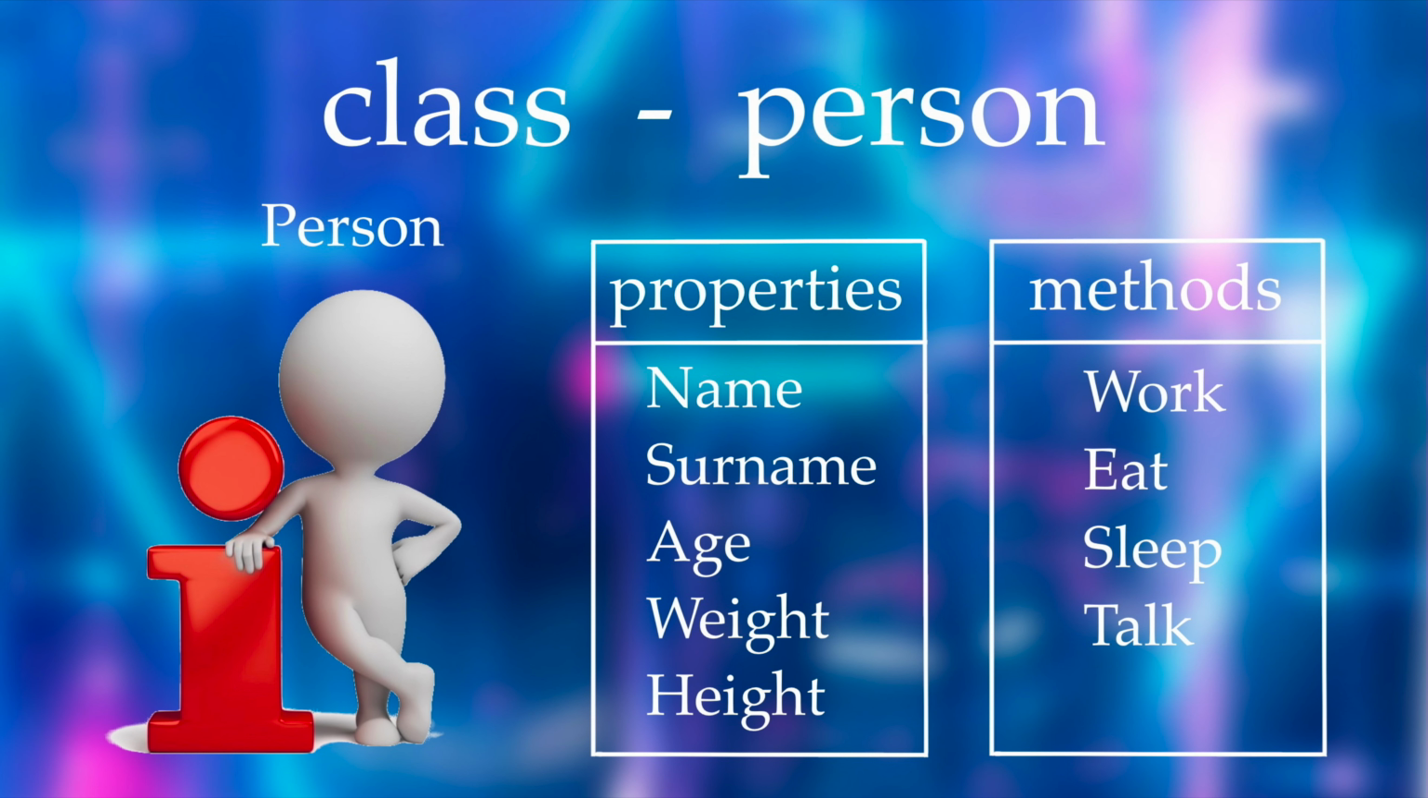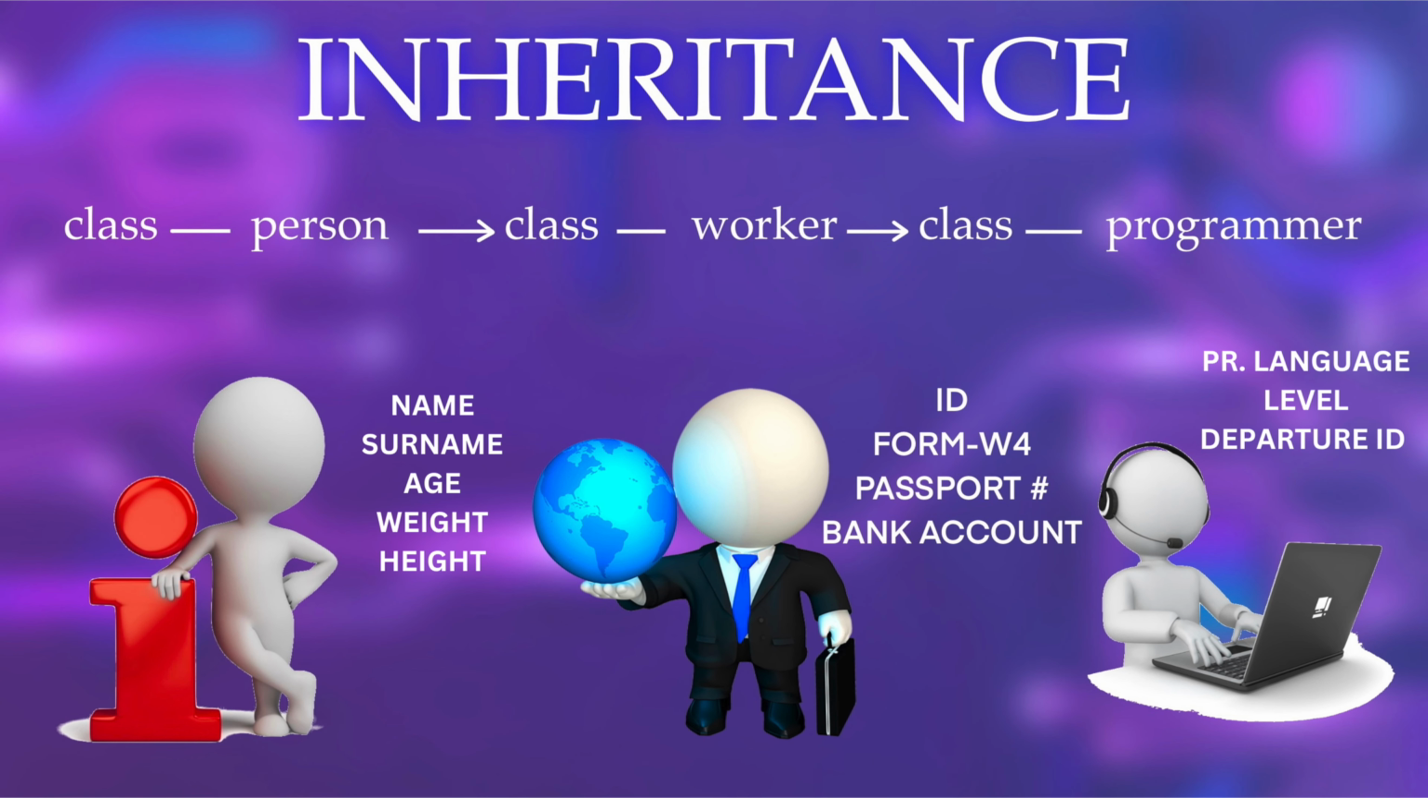We have a class person, which has a name, surname, and age. At this stage, we don't need any other data. We also have a class worker. It also has a name, surname, and age, but in addition to all this, there is data that is needed for an employee, such as ID, passport number, form W4, and so on. It turns out that the class worker inherits properties and methods from the class person. In a different way, we can say that the class worker extends the class person.